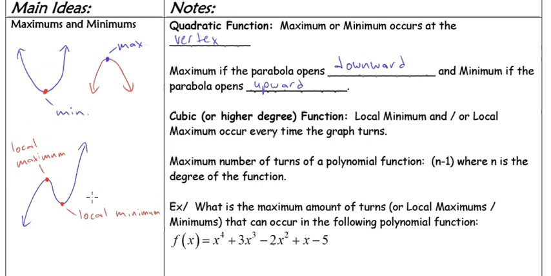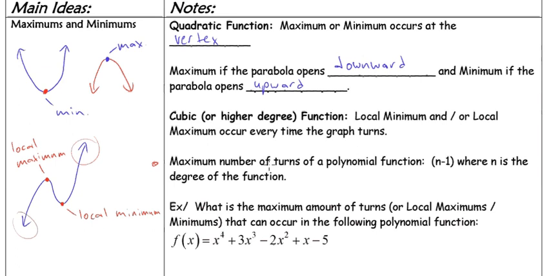It's not the lowest point on the entire graph because down over here we've got some lower values, and this local maximum isn't the maximum point on the entire graph because again we've got some greater output values up there. But every time that it does turn, you've got another local minimum or maximum. So the maximum number of turns for a polynomial function is one less than the degree of the function.